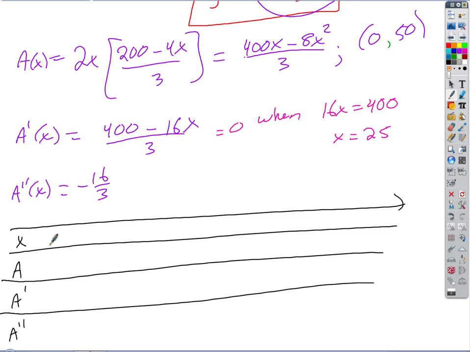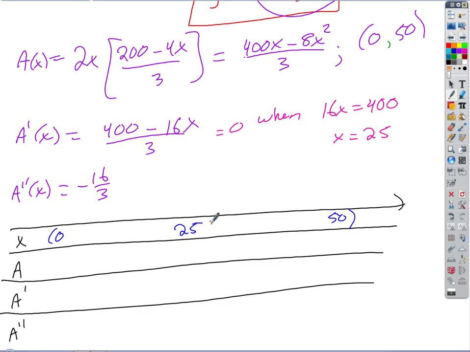Our domain goes from 0 up to 50. We've got one critical number at 25. So what do I do to my table then, right? Those are the important x values. What do we do? Well, okay, let's just work our way down.